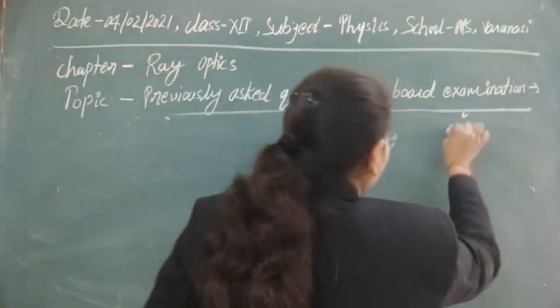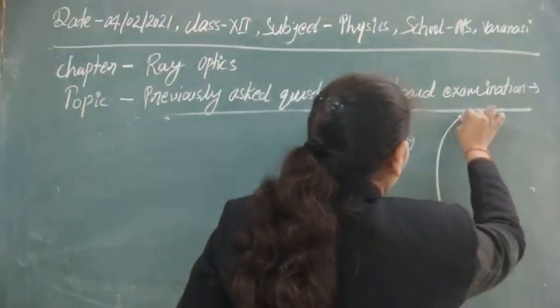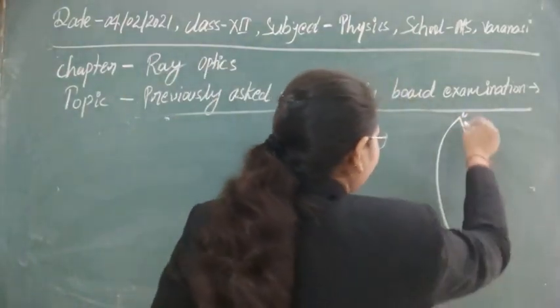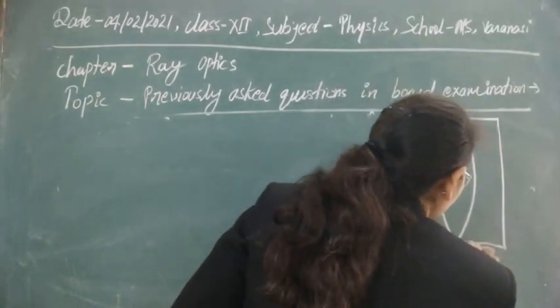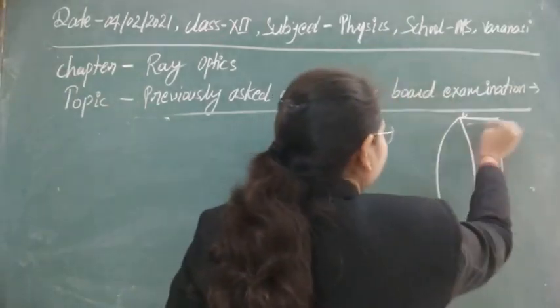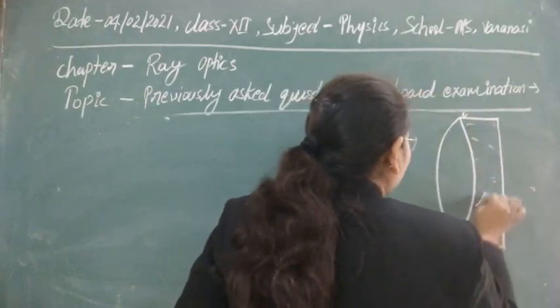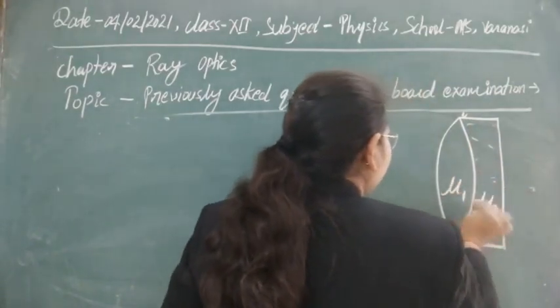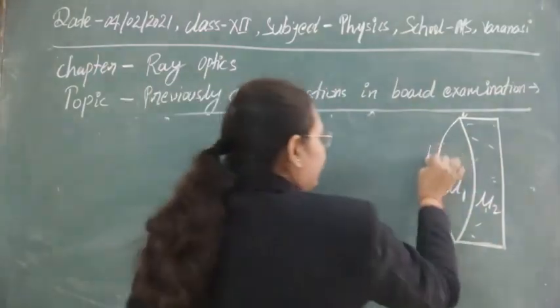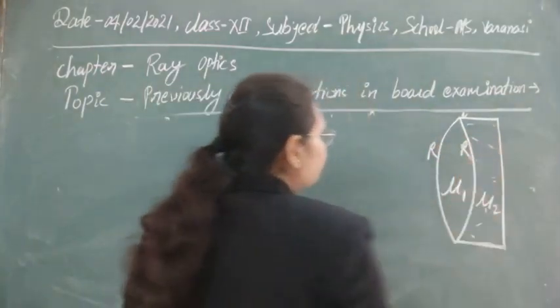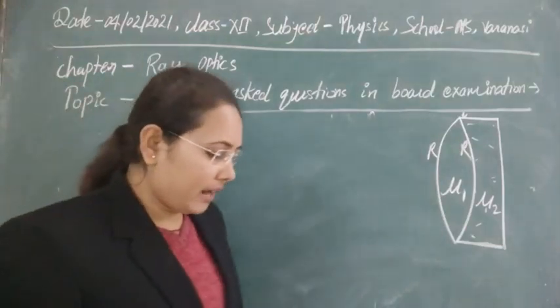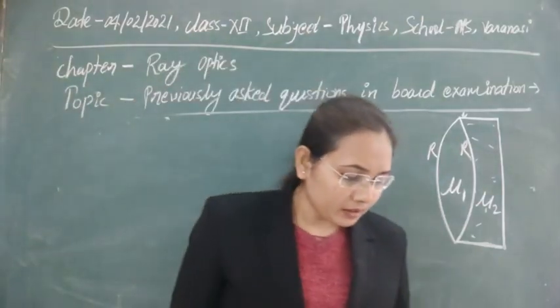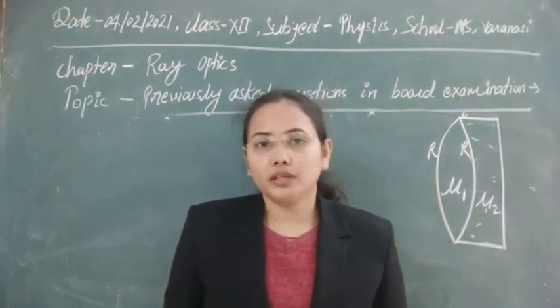Here I will draw this. So a biconvex lens that we have, and it is just in contact with some other medium. Its refractive index is mu2, the lens's refractive index is mu1, and the radius of curvature of these two surfaces is simply R, as given in the question. Then we have to first find out the equivalent focal length of the combination.